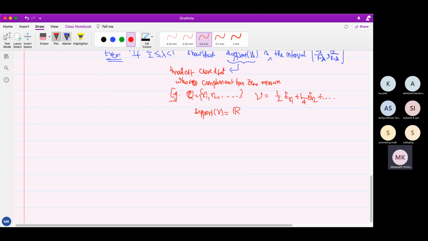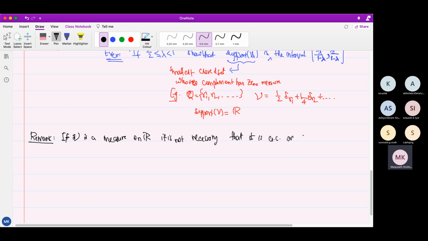So let me now show you the point that I mentioned. Remark: if nu is a finite Borel measure on R, it is not necessary that it is absolutely continuous or singular. It could have both components.